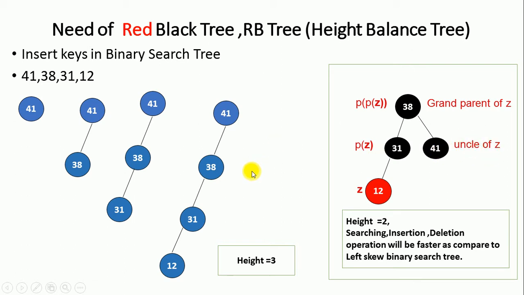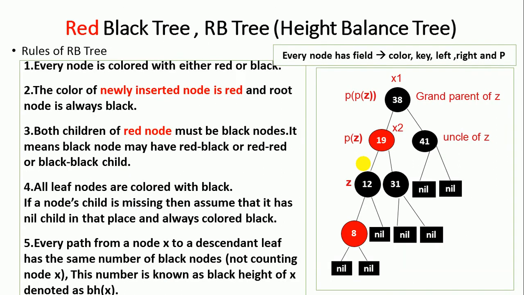So in this way, we can reduce the height from 3 to 2 if we use a red black tree. So searching, insertion, and deletion operations will be faster as compared to a left skew binary search tree or right skew binary search tree. So that is the need of red black tree, that we can improve the complexity of a left skew or right skew binary search tree into order of log n base 2 by using AVL tree or red black tree. So in the next slide, I am going to discuss the properties of red black tree, which are very useful when we want to get a balanced tree.